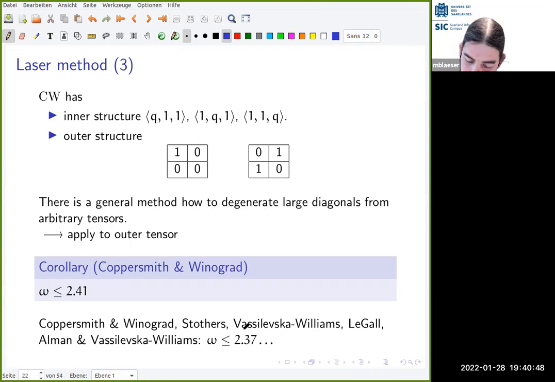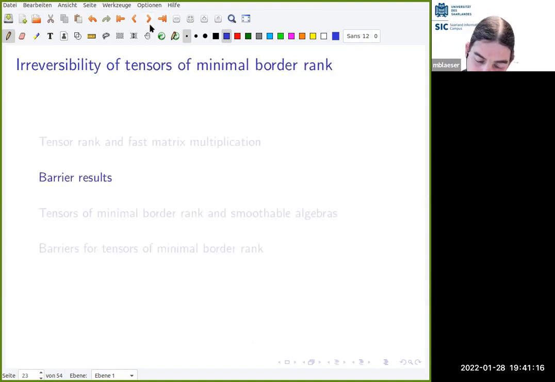They could get an improvement, and then Strassen, Vassilevska Williams, Le Gall, and Alman and Vassilevska Williams all found twists, looked at higher tensor powers and got upper bounds of something like 2.37, and then there are some numbers following. This is the best we currently know. Now, of course, you can think about whether we can improve this, but you can also think about whether maybe we can't do better. So what's the answer?